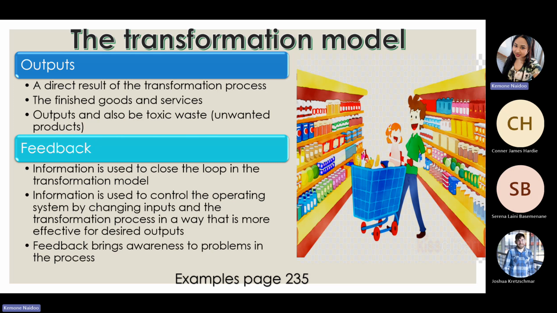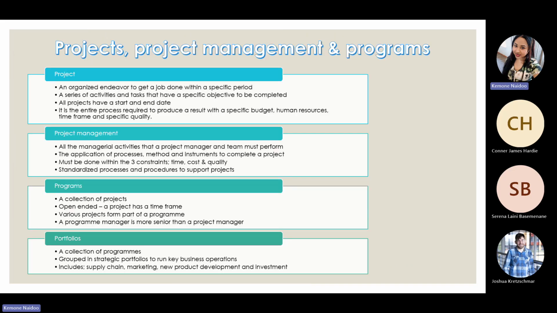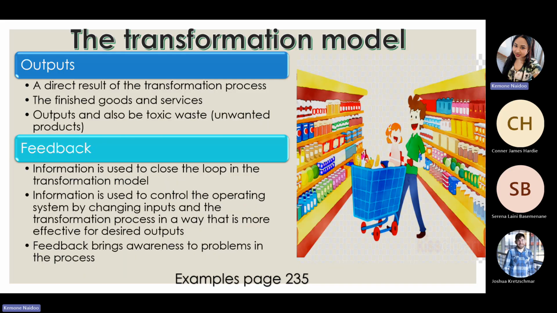And then our outputs is our finished product. Outputs can also be any waste that we've accumulated from this whole process because there can be a lot of waste that we actually accumulate. So, yeah, the finished product, the product that goes on the shelf, that is the output. And then the feedback, remember, feedback is there to help us make this process more effective. So it's to help us actually improve our quality, improve our service, improve our product, all of those things.